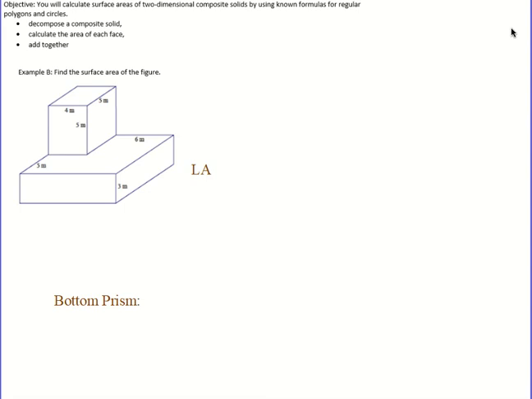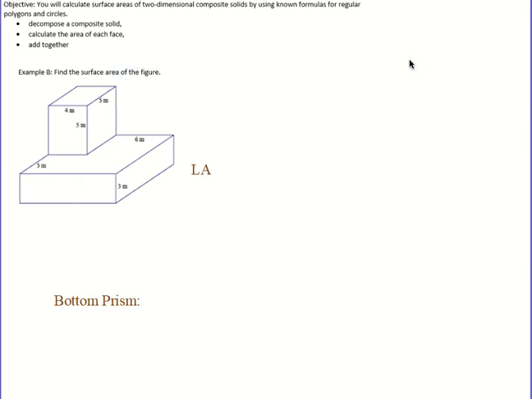Here's example B. We're going to calculate the surface areas of two-dimensional composite solids by using known formulas for regular polygons and circles. We're going to decompose a composite solid, calculate the area of each face, and then add them together. So in the directions it says, example B, find the surface area of the figure. To do this, that just means to find the area of each face on that whole entire figure and add them all together. So I'm going to actually start with the base of this figure.